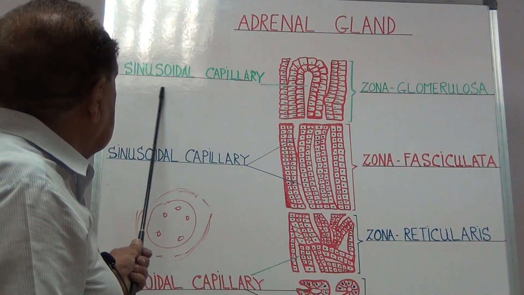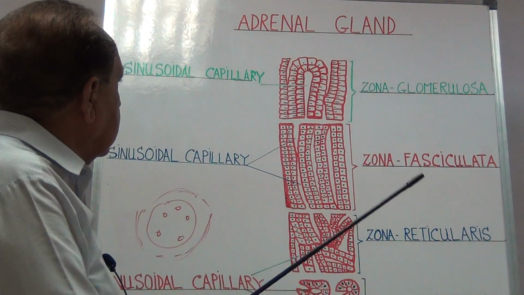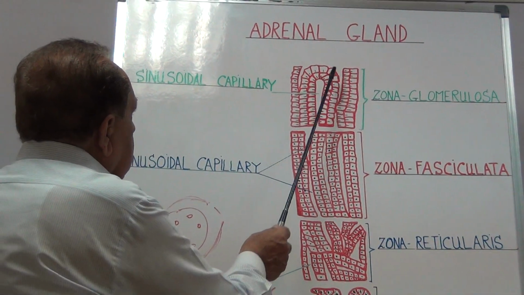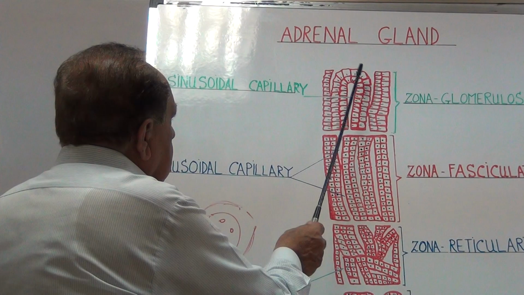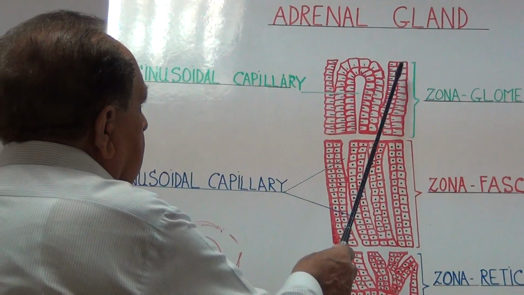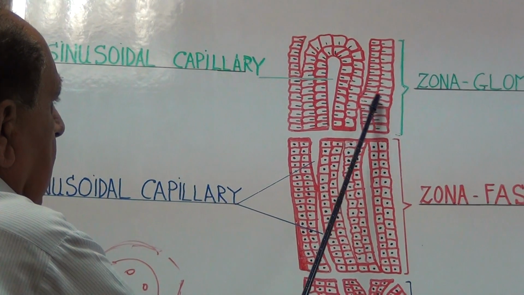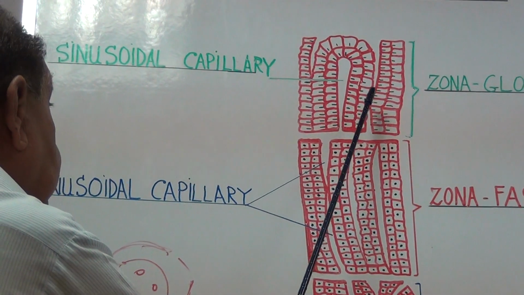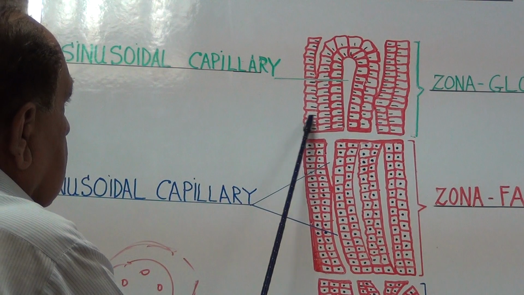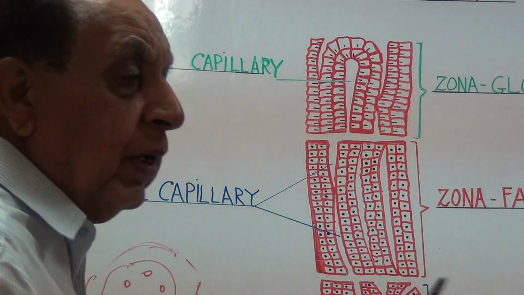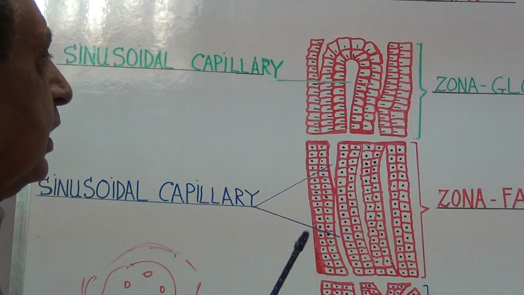Now, these are the sinusoidal capillaries in between these cords, one cord here, one here, and these form a rounded U-shaped area here. This one is also a cord, a double layer of cells, and here is a single layer of cells. So, single or double layer of cells form the cords.